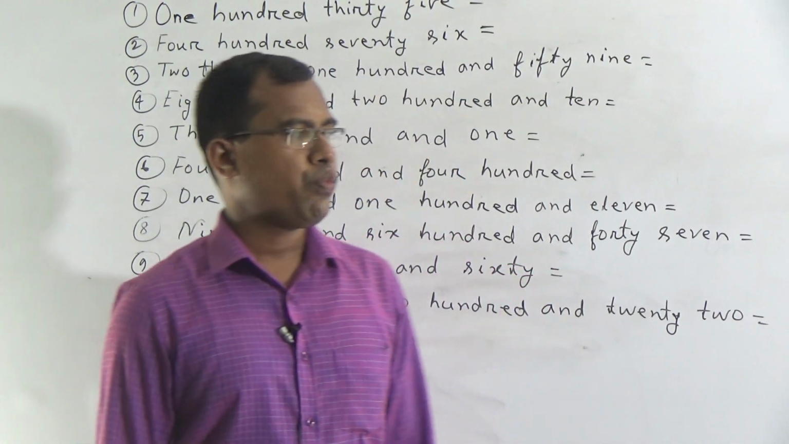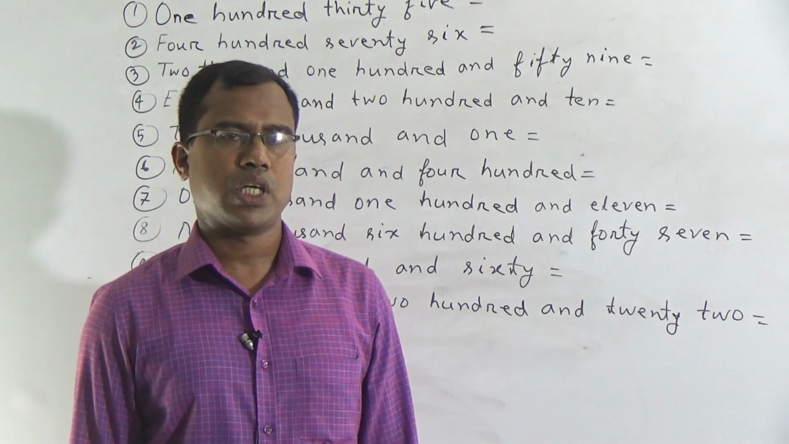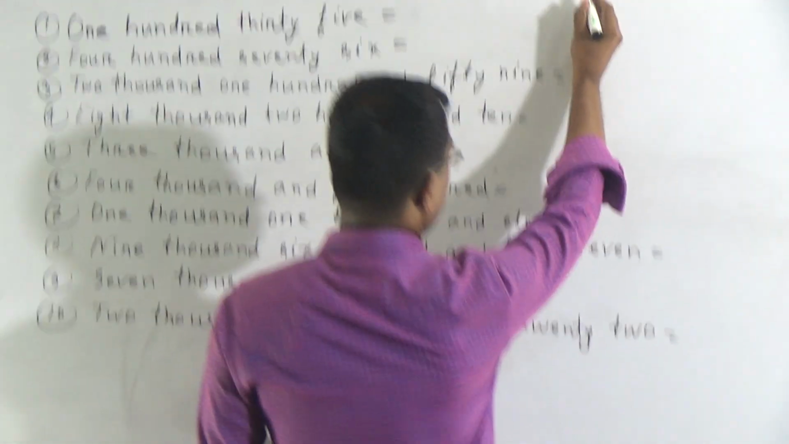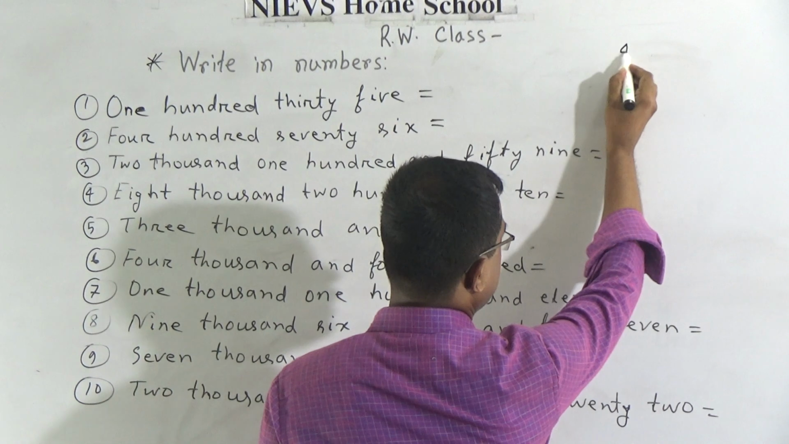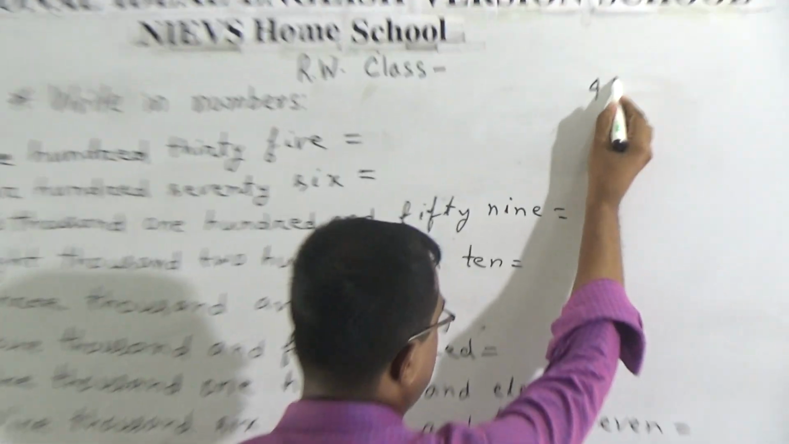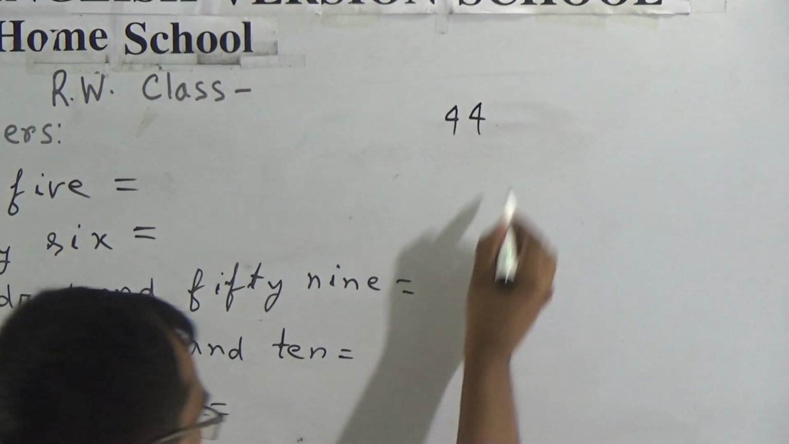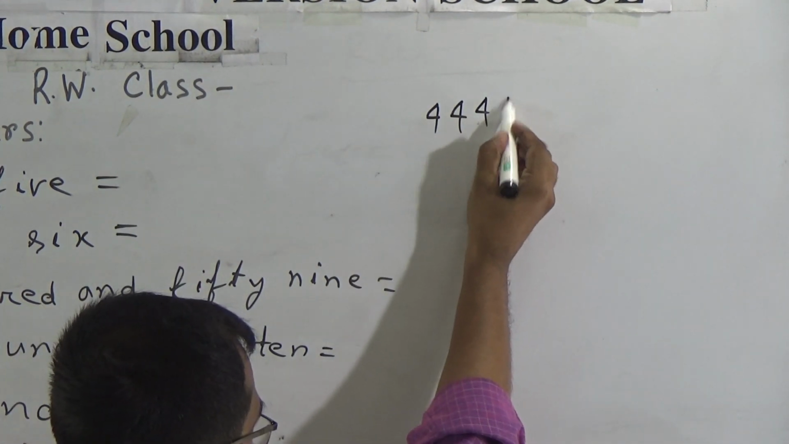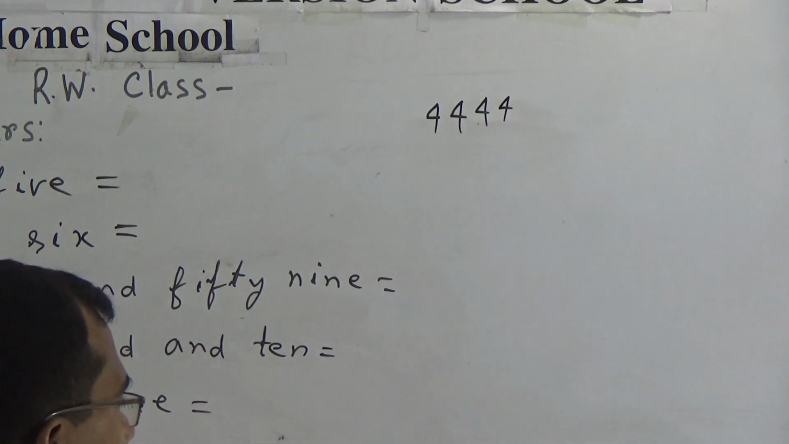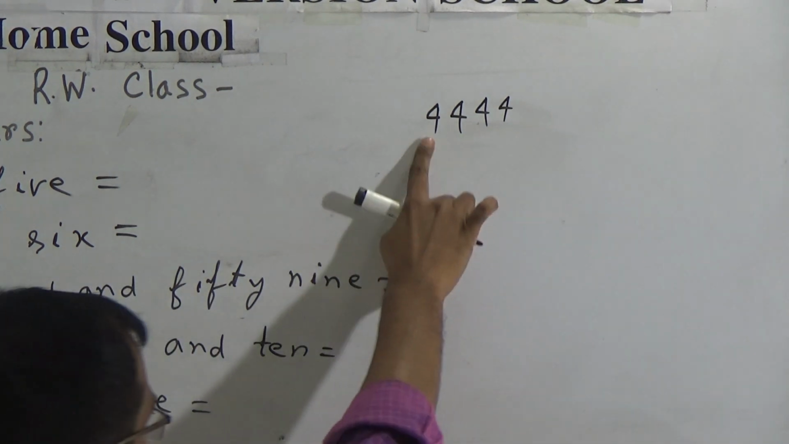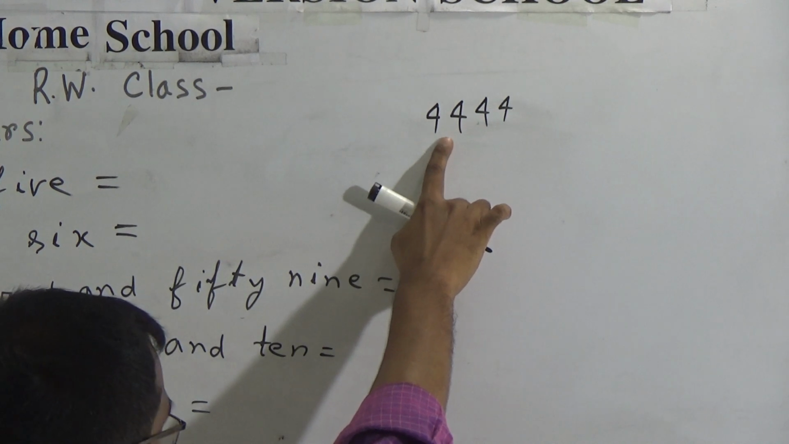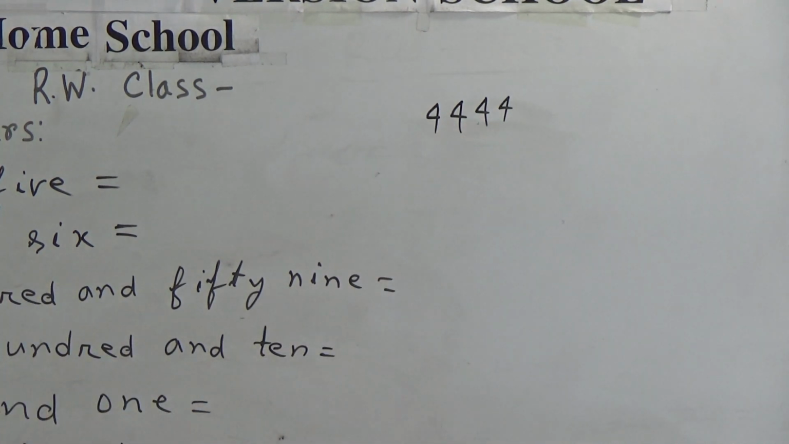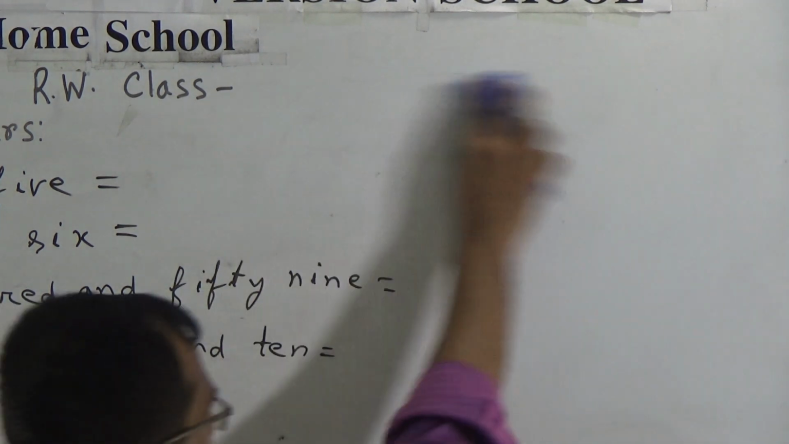That means if we want to write 4444, we have to put one 4 in the thousands place, another 4 in the hundreds place, another 4 in the tens place, and another 4 in the ones place. That means this is the numeral form of 4444. Now, students, we will start our main class.